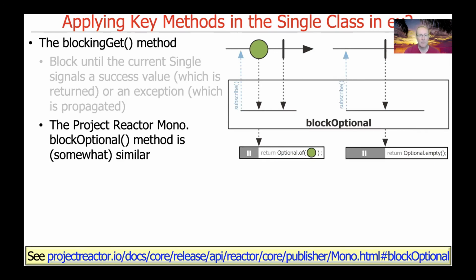There's a very similar, though not identical, method in Project Reactor called blockOptional, which is part of the Mono class. And it's somewhat similar, but what that says is if it doesn't give a result right away, then it will go ahead and return empty. So we'll talk about that in another context if we have time to talk about Project Reactor.